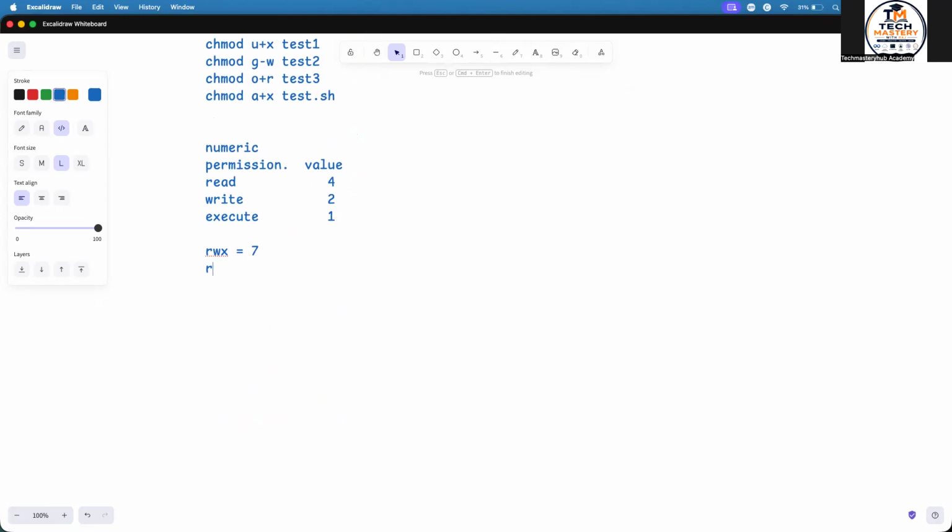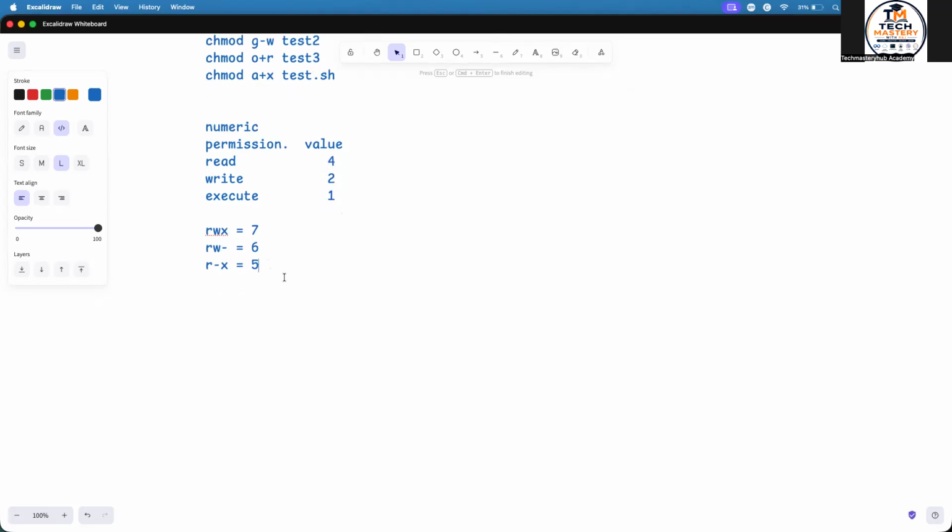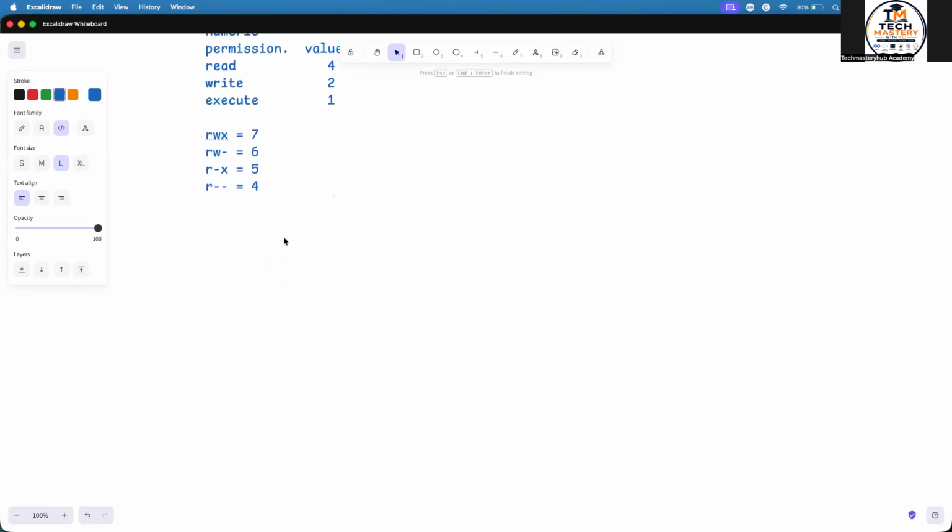If we want to grant only read and write access, then 6. So read 4, write 2. Then if we want to grant only read and execute, then it is 5. Why? Read 4, execute 1. And if we want to grant only read access, read is equal to 4. So this is the numeric way.